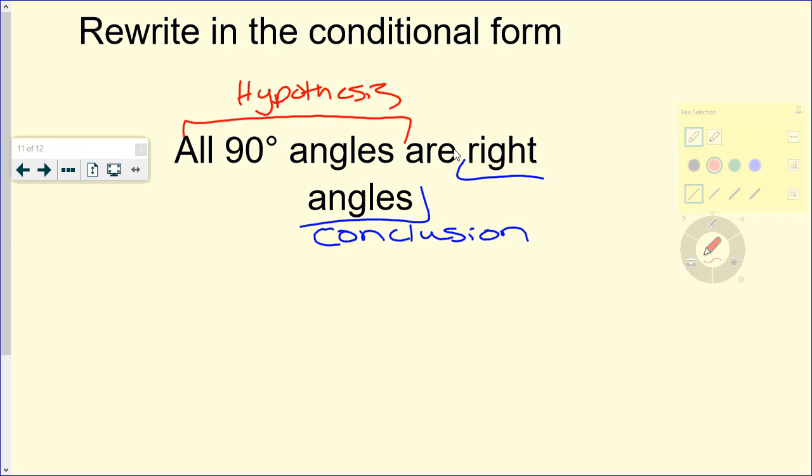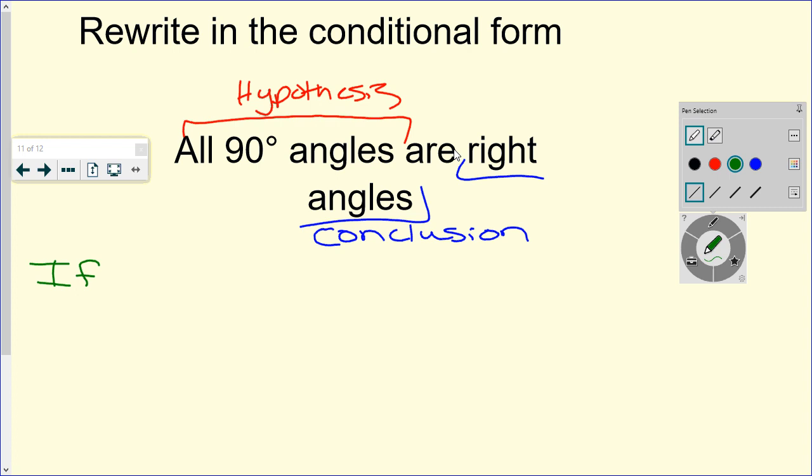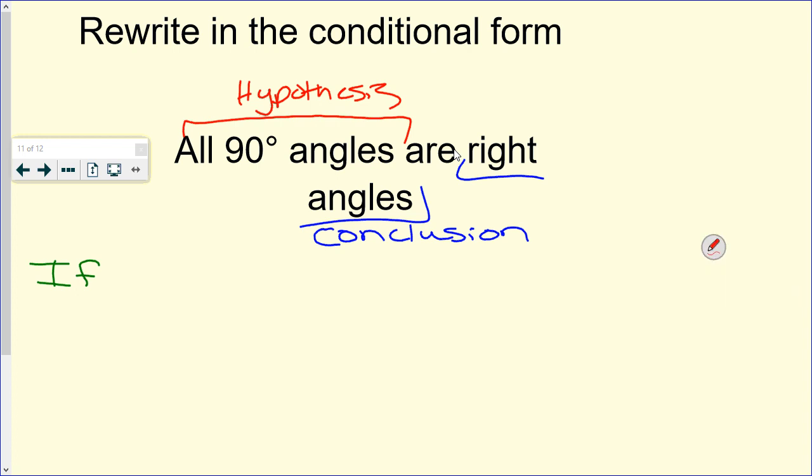All right. So what is that keyword we have to start our conditional statement with? If. Now, we might have to rearrange our hypothesis a little bit. It's going to sound weird if we just say if all 90-degree angles. Right? So how could I rewrite that? What word could I probably get rid of? You could get rid of all, so you could say if what? A. If a angle, or we say an angle, right? And an angle is what? 90 degrees.